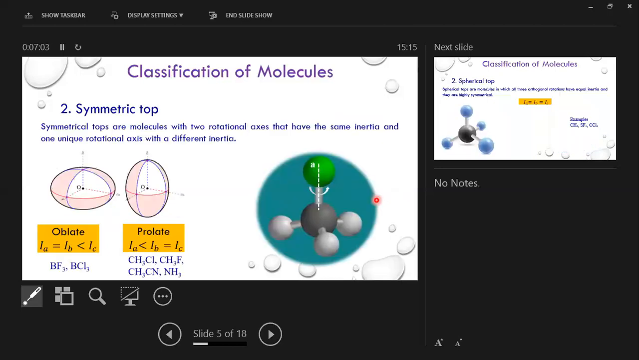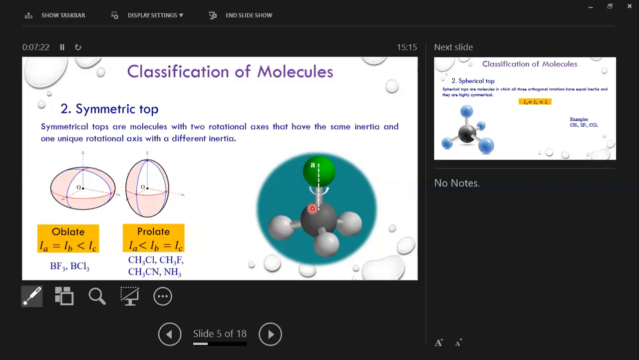The second kind of molecule we talk about is called the symmetric top molecules. As the name suggests, symmetric top molecules have two rotational axes with the same inertia and one unique rotational axis with a different inertia. Now let us explain like that.